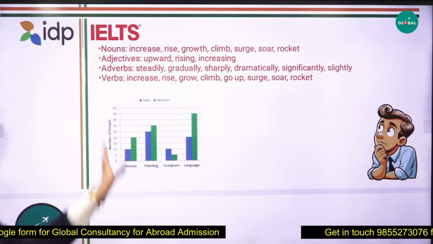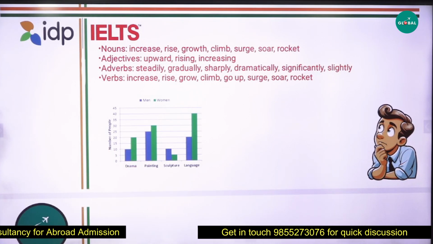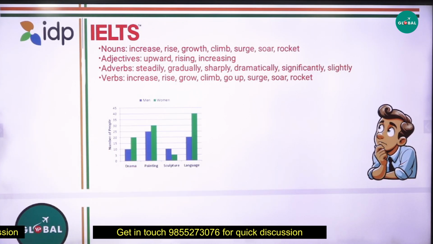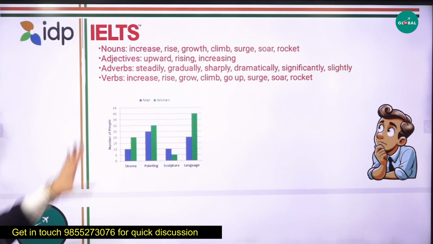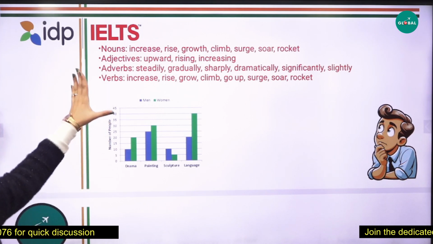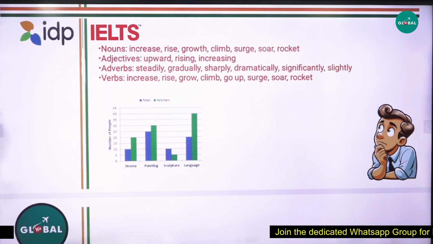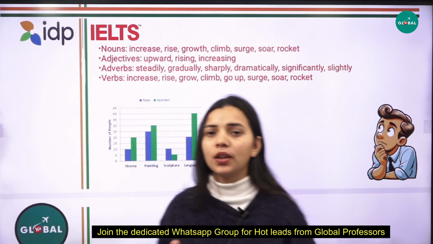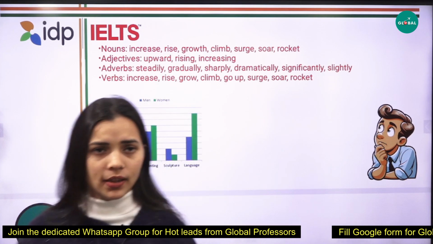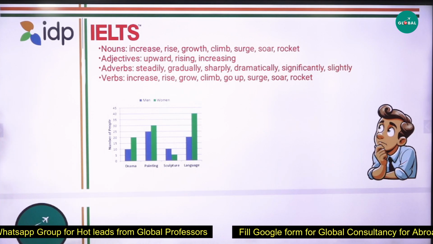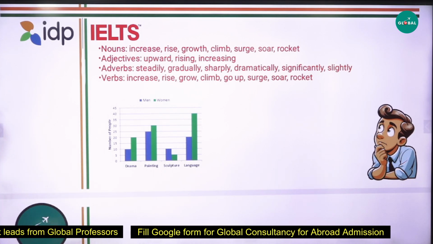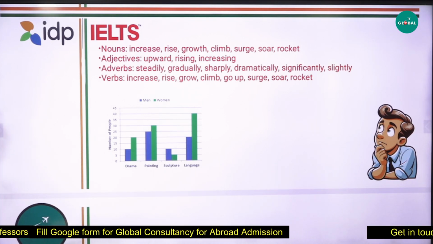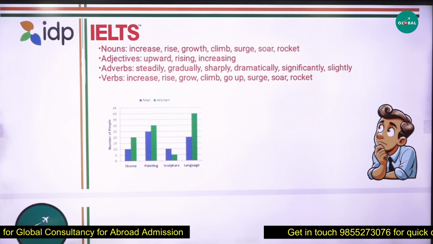Men and women, in drama, painting, sculpture and language. Some data has been given related to men and women. Now these are the vocabulary for when we have to showcase data that is increasing, climbing, rising, higher. Increase, rise, growth, climb, you can use these. You can use adverbs, for example gradually.